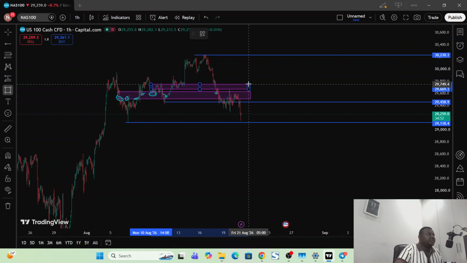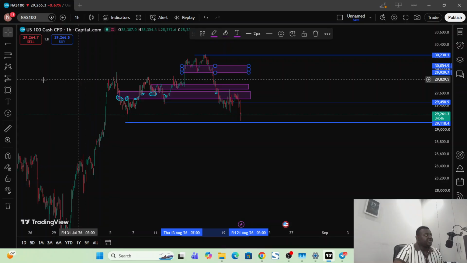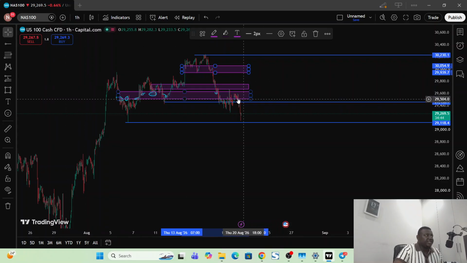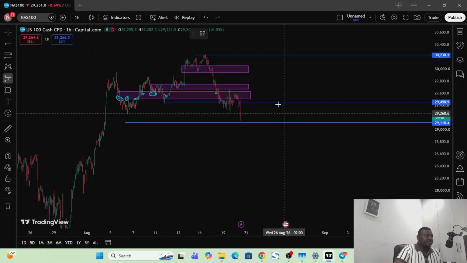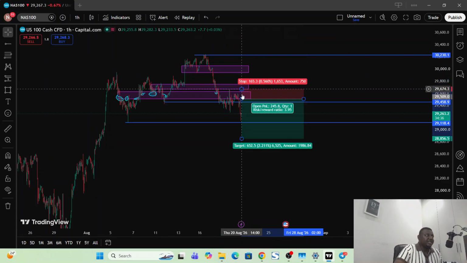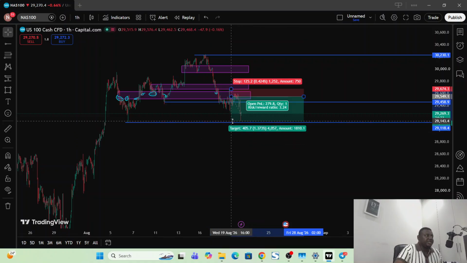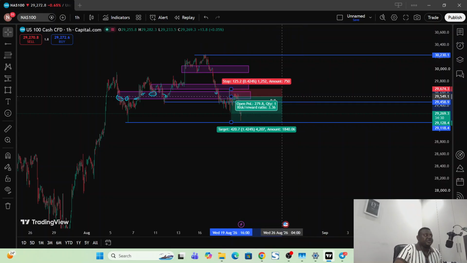Or we can also go up and mark this zone right here. So in this case, the market came here, retested this zone. So every time a market tests a zone, it means that it has reached our entry level. So this was going to be our entry and our take profit was going to be right here. So you can see that we had a perfect trade.